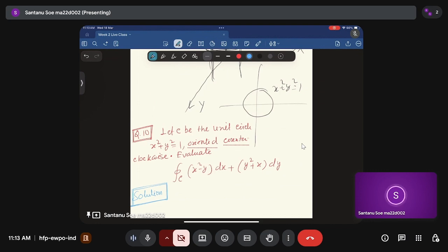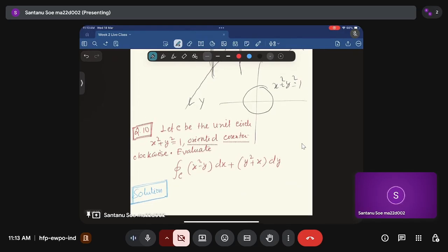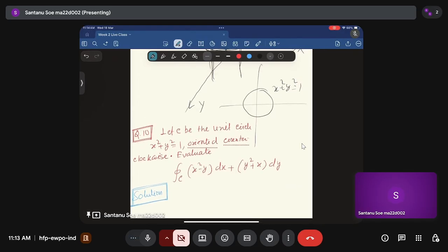So this is an application of Green's theorem. We have to just apply Green's theorem on the region inside the unit circle. Here the region is like this. This is the unit circle x square plus y square equals 1.